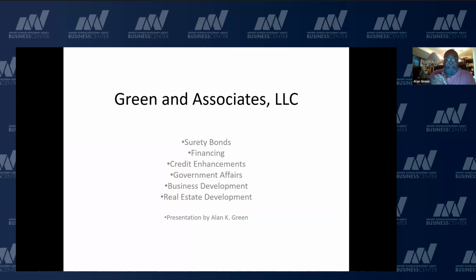Green and Associates, we concentrate on surety bonds. We also help with financing. I have about $2.5 billion that I get a chance to work with through various individual hedge funds and private investors, and also with banks. We do credit enhancement because what we found is some people don't have good credit, and so you may need to make sure that you enhance that credit. I also concentrate on government affairs and business development as well as real estate development. And so those are some of the things that, again, Green and Associates concentrates on.